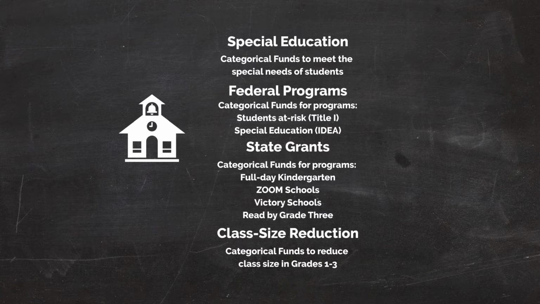We also have Victory schools to address the needs of our at-risk students or students who come from a background of poverty. In addition to that, the school district also receives funds for a program known as Read by 3, and that's Read by Grade 3. It's a program that the state recently instituted in the last legislative session in order to ensure that our students are reading and are literate by Grade 3.